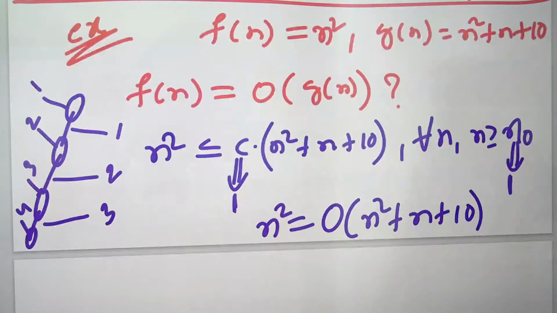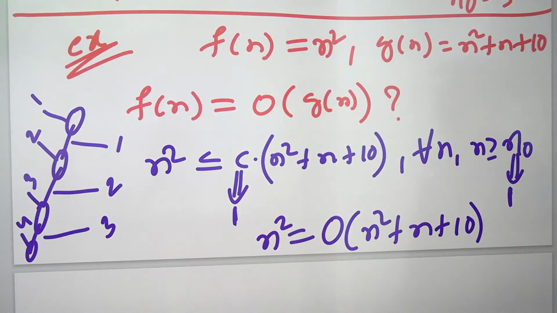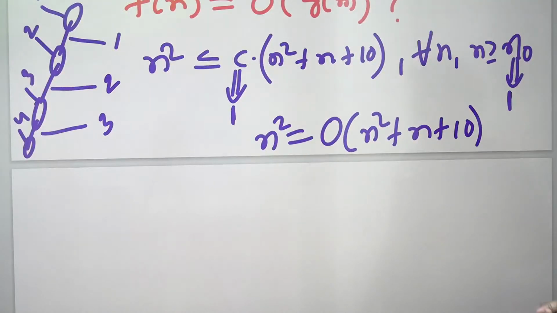So to get more clarity, I give one more example. f of n is n square, g of n is n square plus n plus 10. f of n is big O of g of n if and only if the condition is satisfied. To be frank, right is bigger, which I want, so no extra work required. Whatever you want is already there, so why extra work? So c value 1, n0 is 1.